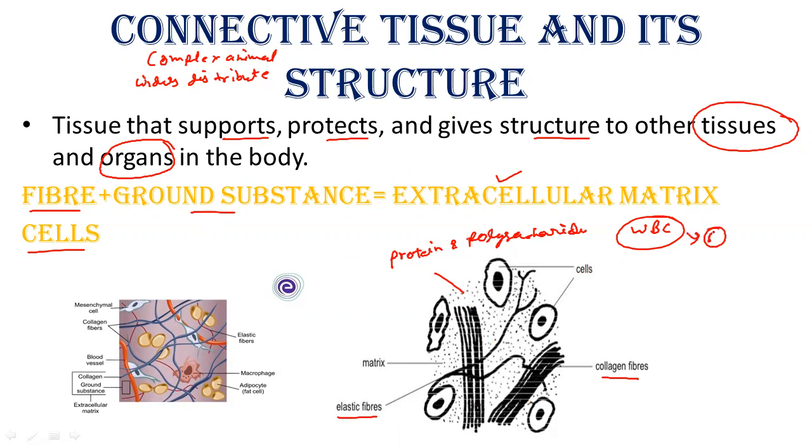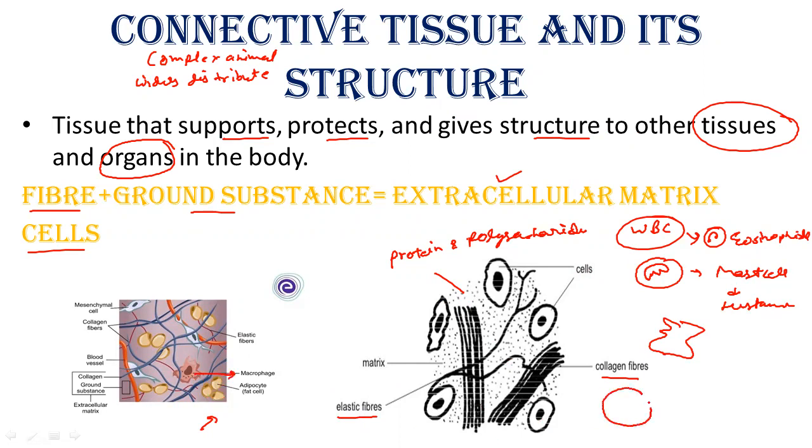First is eosinophil. Eosinophil fights against allergy and pathogens. Next is basophil. Basophil produces mast cells and mast cells secrete histamine. Next is macrophages. You can see in this diagram, these are the macrophages. Macrophages perform phagocytosis, so they eat bacteria. B and T lymphocytes are present, so they build acquired immunity. So all these cells are found in connective tissue.